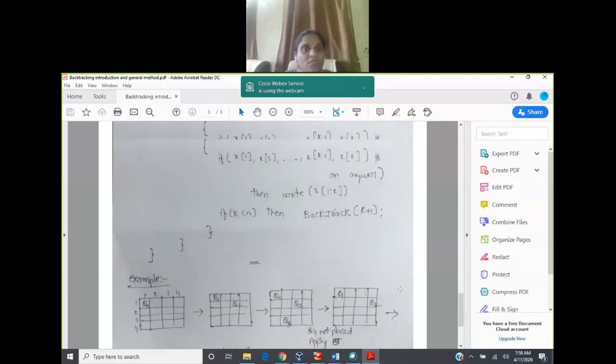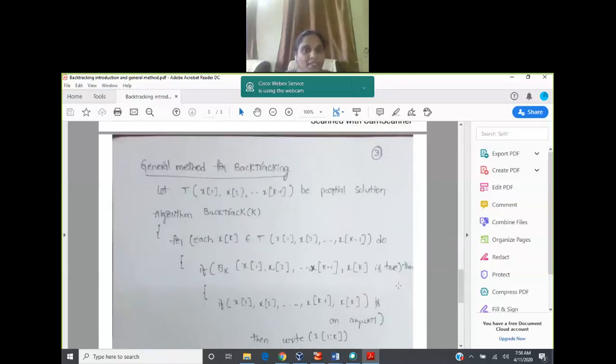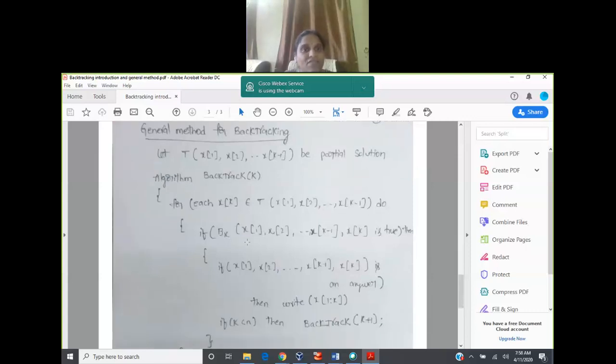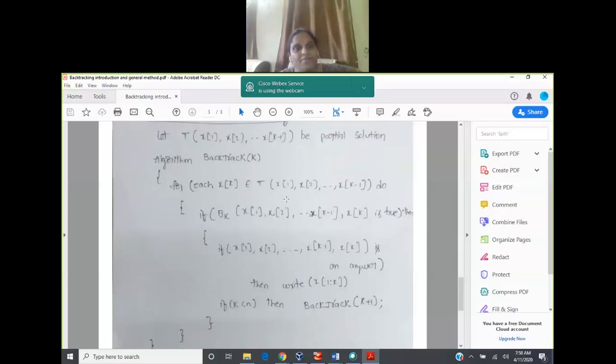So now see the backtracking general method here. T of x1, x2 and so on, xk minus 1 is the partial solution. So see here, for each x of k belongs to T, you will repeat the procedure. If backtracking, we will apply backtracking. If it is true, then the solution will be obtained.